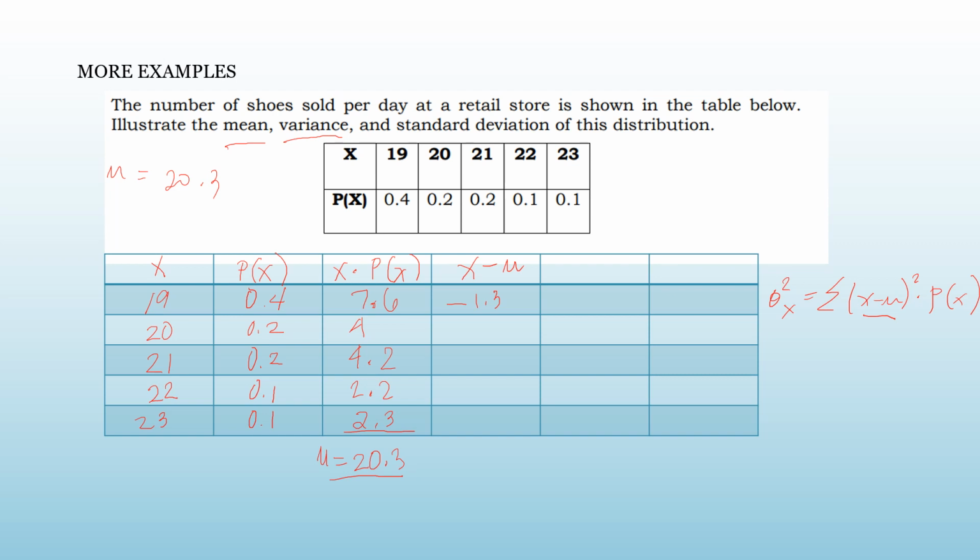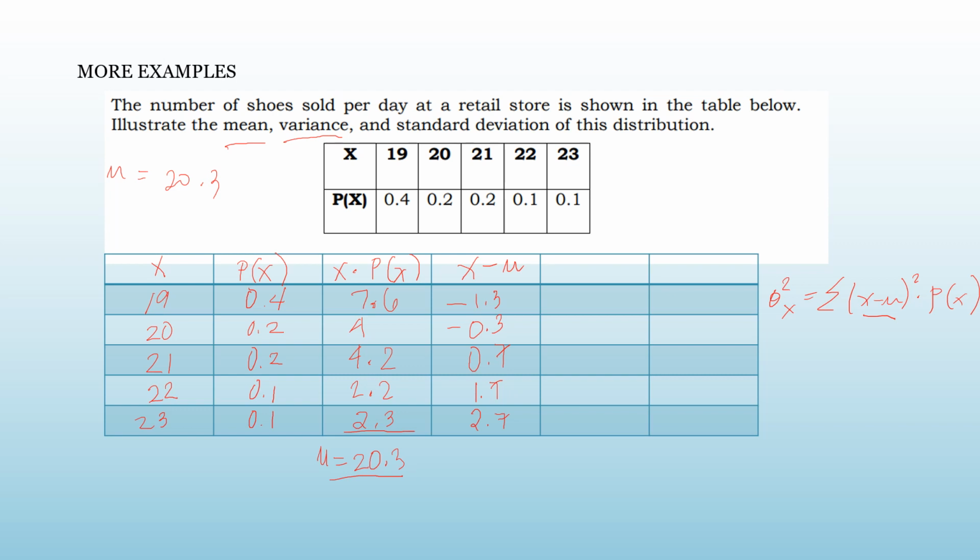20 minus 20.3 is equal to negative 0.3. 21 minus 20.3 is equal to positive 0.7. 22 minus 20.3 is equal to 1.7. And 23 minus 20.3 is 2.7.